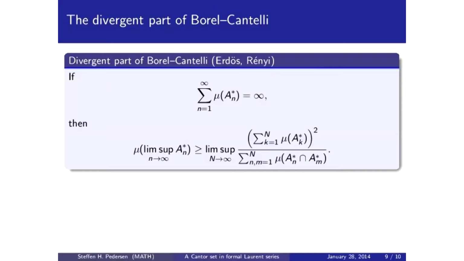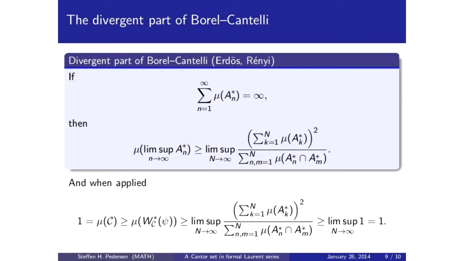So if I want to use the divergent part of Borel-Cantelli, I simply substitute them there. So if I want to use it, I get, when I say mu of the C star of psi is larger than the sum of those I get from Borel-Cantelli. That's larger than the sum of another ones, which is 1. But we also have the restriction from above of 1, and then we have the result.